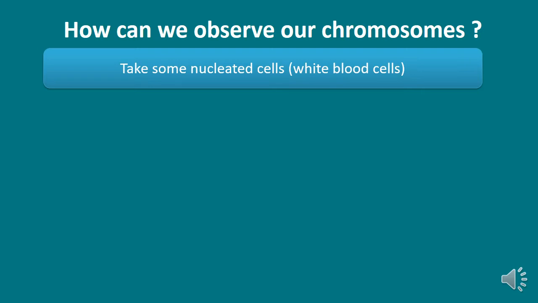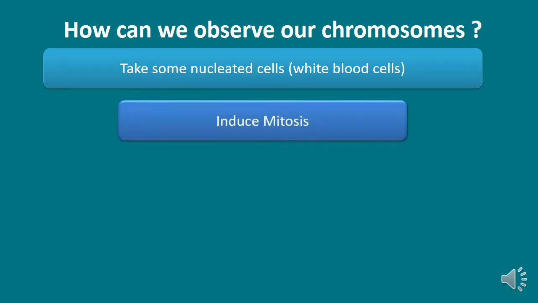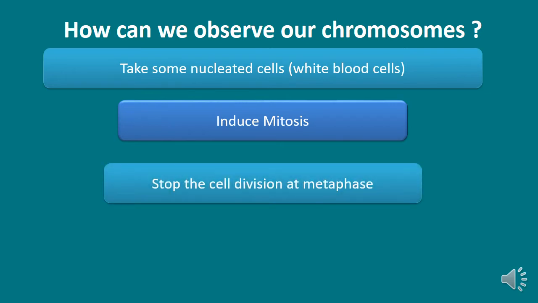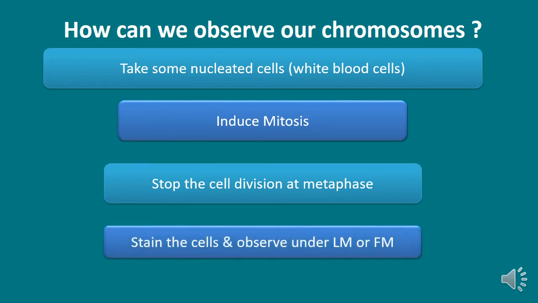Then what is the next step? We have to induce their cell division. And then we have to stop the cell division at metaphase. Why should we stop the cell division at metaphase? That is because it is the stage where the cell's DNA are most tightly condensed to form the chromosomes. Then we can stain these cells and observe under a light microscope or a fluorescent microscope.